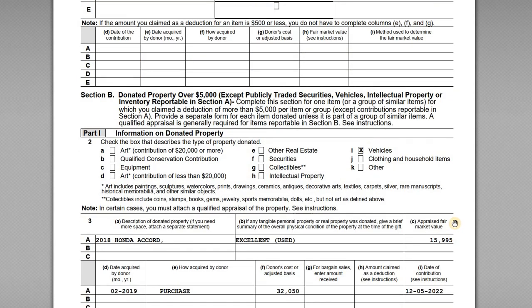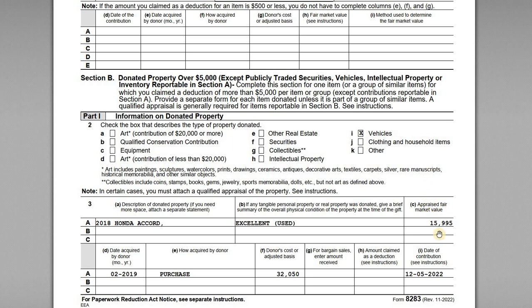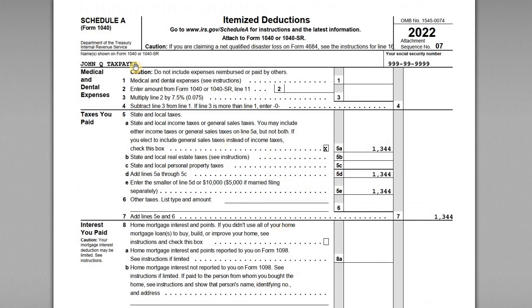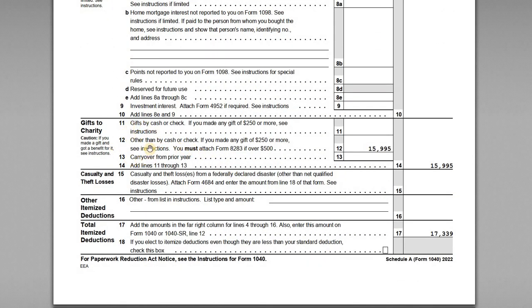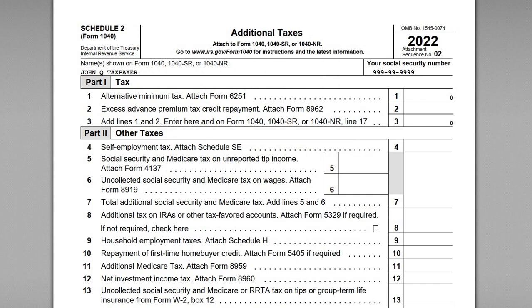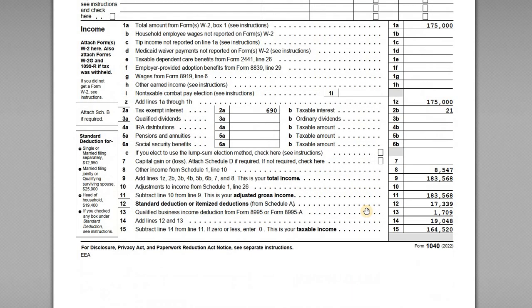So once the 8283 is completed, then how does this actually get reported on the return itself as an itemized deduction? So the $15,995 is our charitable deduction amount. And so on Schedule A for John, we go down here to gifts to charity, right? And so in this section on line 12, we can see other than by cash or check, and attach an 8283 if the value is over 500. Well, that's certainly us. So we have the 15,995 there. So that's added to John's itemized deductions. And so on his 1040, if we look at page 1 here, we can see that the total amount of itemized deductions he's got there on line 12, $17,339. That includes the $15,995 of non-cash charitable donation for the vehicle.